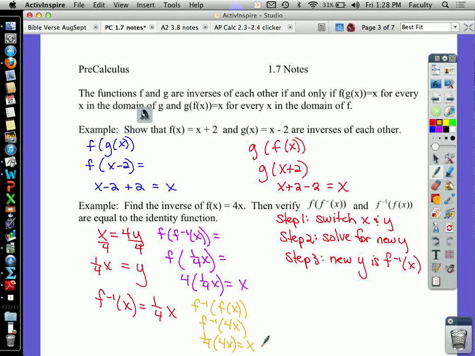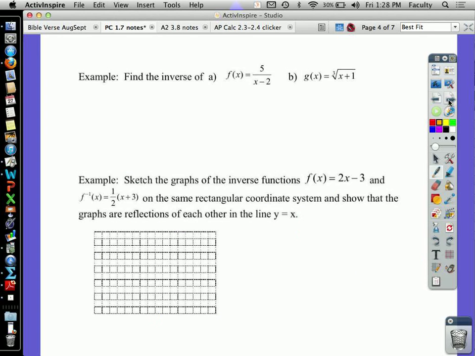All right, try the next example on your own. Do A and B. Find the inverse. So you're just going to switch x and y, and then solve for new y. That new y is f inverse.